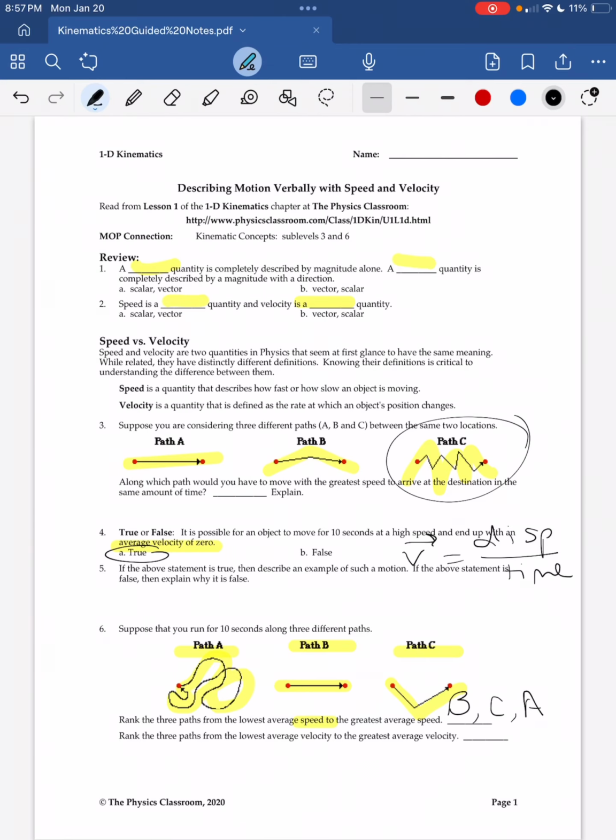For velocity, we're worried about displacement. So how far out of place the object is. And if you notice here on path A, the object is not out of place at all by the end of the 10 seconds because they're back to the starting point. So it is actually going to have the lowest average velocity. A is going to be the lowest. The next lowest is going to be B and then C, because you would have to travel faster on path C to get to the end than you would have to on path B.